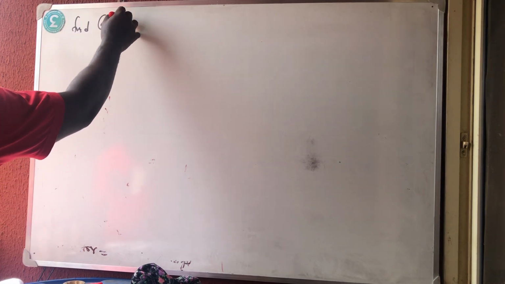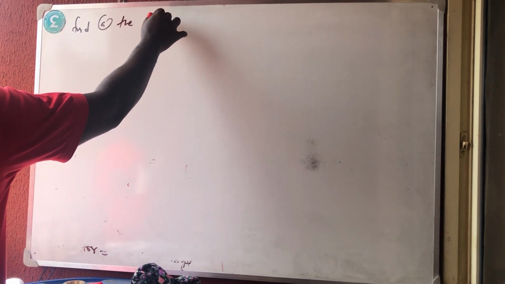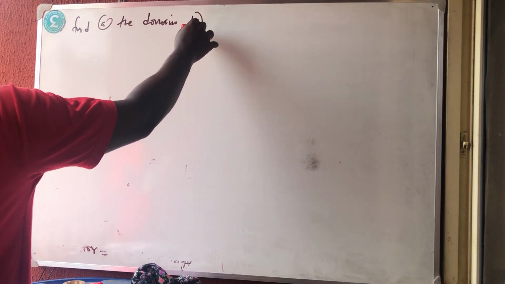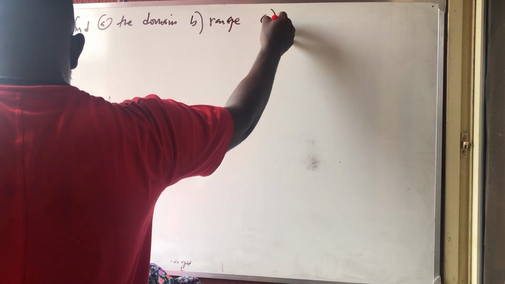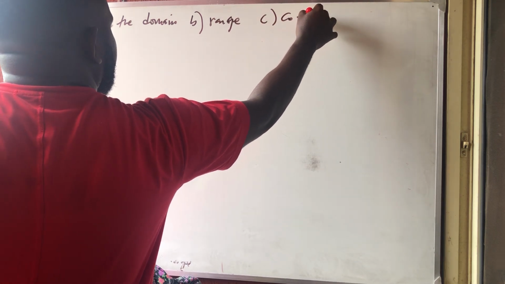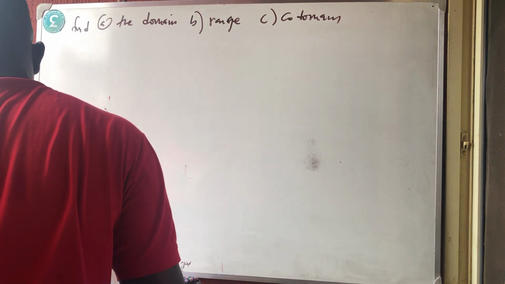Now whenever the thing has a denominator, let me give you one that has a denominator. They said I should find A, the domain, B, the range, C, the codomain.